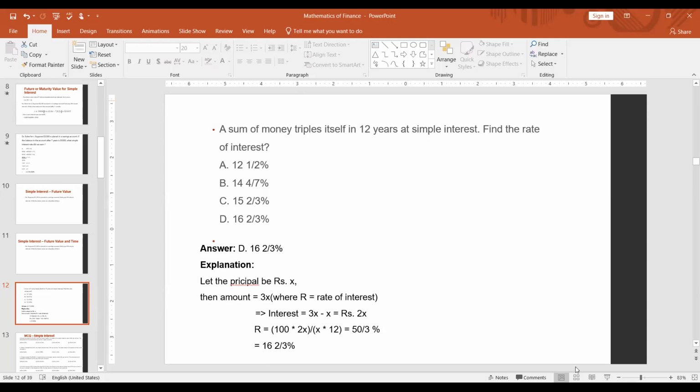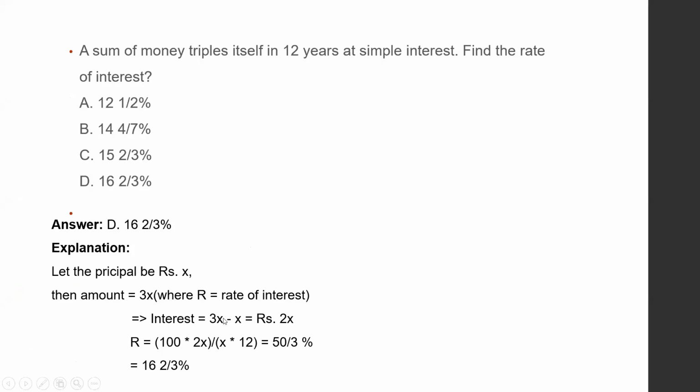So this is the answer, right? Here we have used 3x and the value is R. Likewise, we can write it down. This is one method. The method I have used is A equals P into 1 plus Rn.